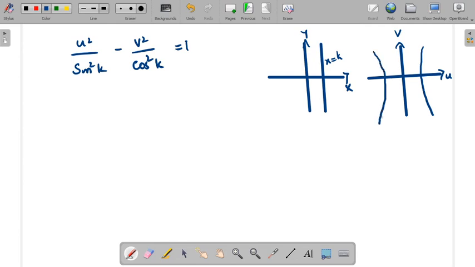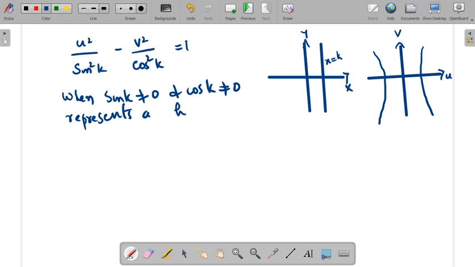So this will be a hyperbola provided sin k and cos k are not equal to 0. The other case we can discuss separately. So what happens when sin k equal to 0 and cos k equal to 0?